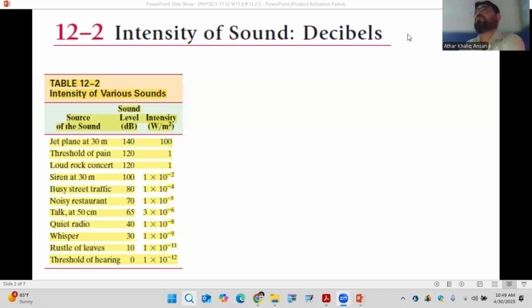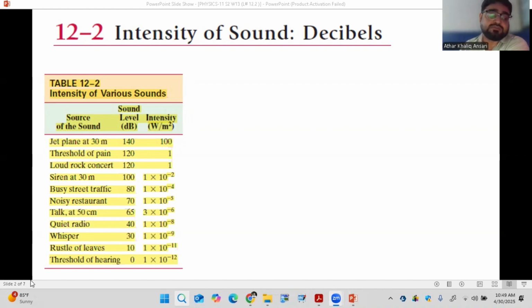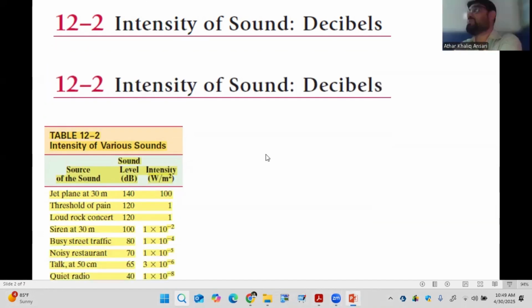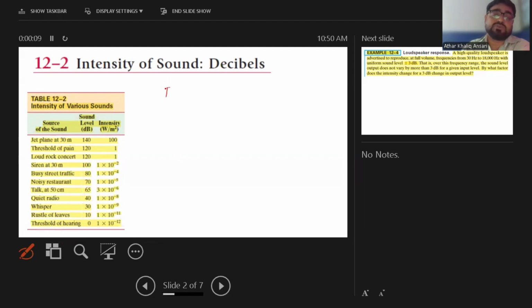Whenever we are talking about the decibel scale, we need a relationship between the intensity of the sound and the decibel level of the sound. The decibel level is usually denoted by a letter known as beta. The relationship is beta equals 10 log of I over I naught. Decibel is the unit, and it is a relationship of the log of the intensity.